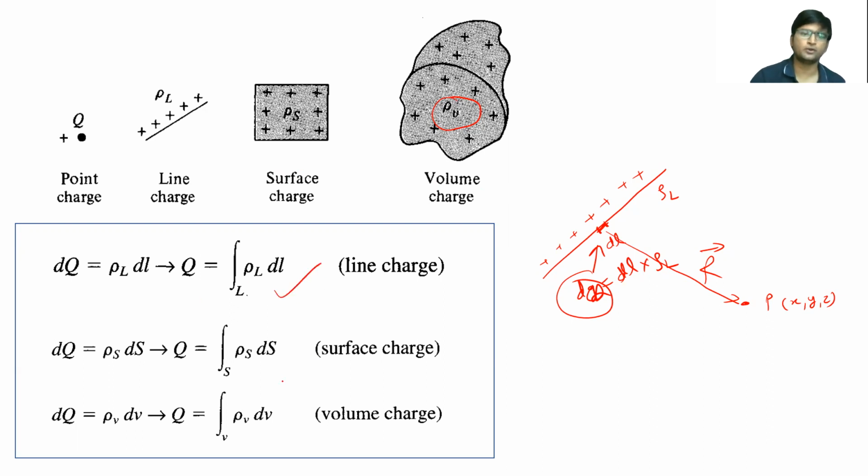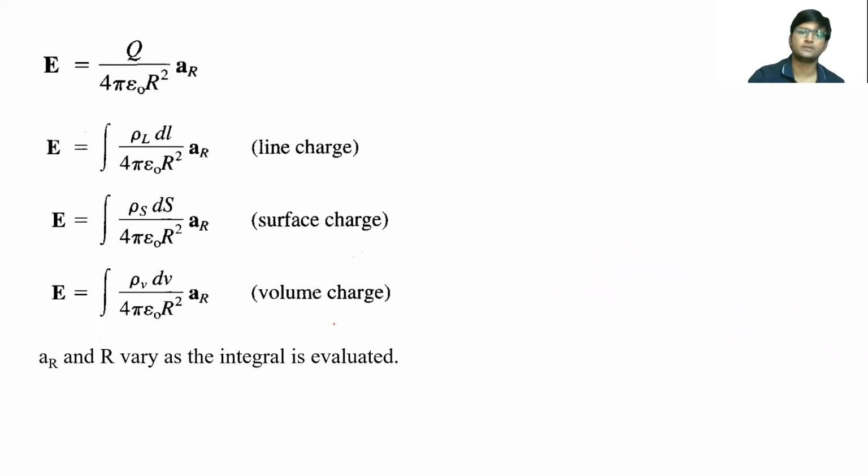So this is how you can represent your dq in line charge, surface charge, and volume charge. Now, this is the standard equation for electric field at a particular point. Suppose this point was P, and there was a charge Q, and this line was represented by a unit vector aR, and the magnitude of this distance was R. So the electric field that you can find is given by this expression, right?